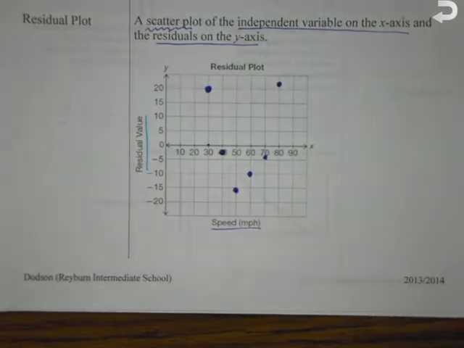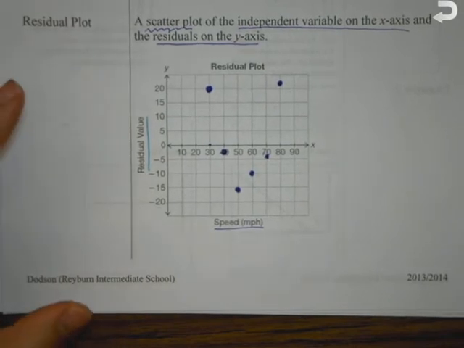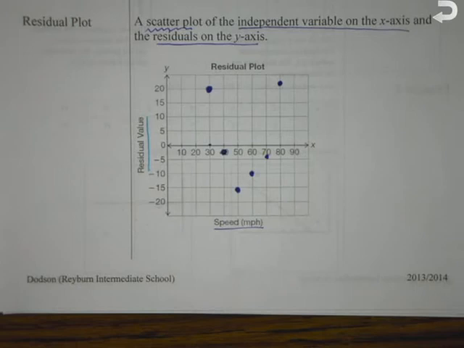So let's look at the scatter plot and the residual values. When do the residuals have positive values?